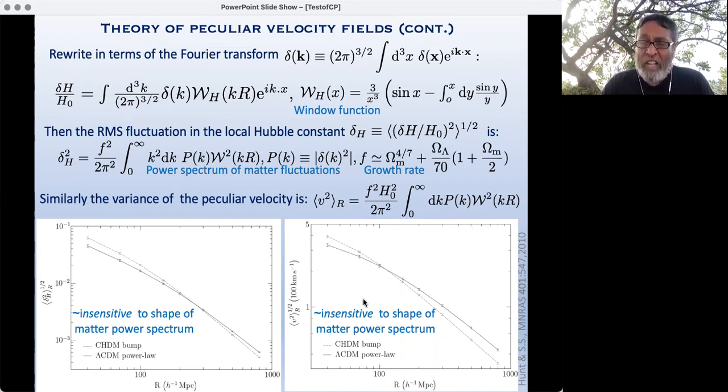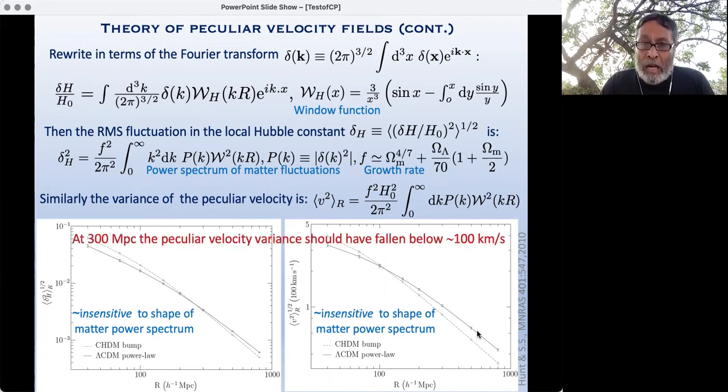What I want to emphasize is that regardless of what power spectrum you take, you get roughly the same answer, because as you can see from this integral, you're smearing it out over all of k space, integrating from 0 to infinity. So it doesn't really matter exactly. Even if I put a bump in the power spectrum, which is the case in this dashed line, it still gives the same answer. The lesson I want to take away from this exercise is that according to this, if I read off from here at 300 megaparsecs, the variance in the peculiar velocity, which is plotted here, should be less than 100 kilometers per second. The velocity should die away. We should reach homogeneity. That is the standard story.